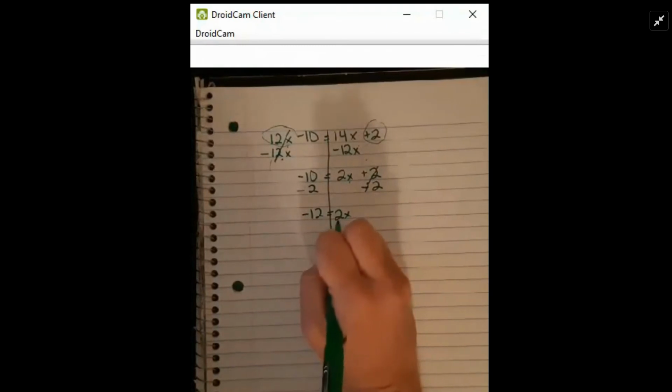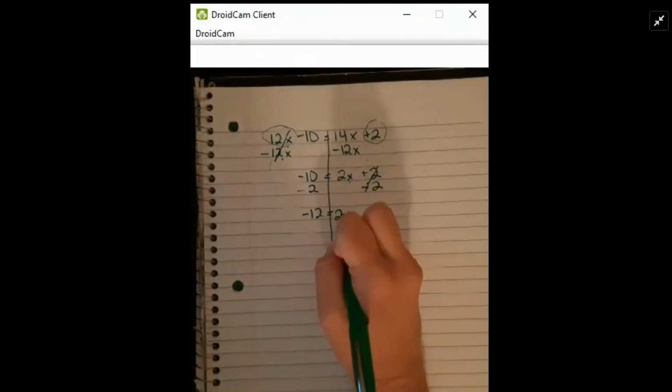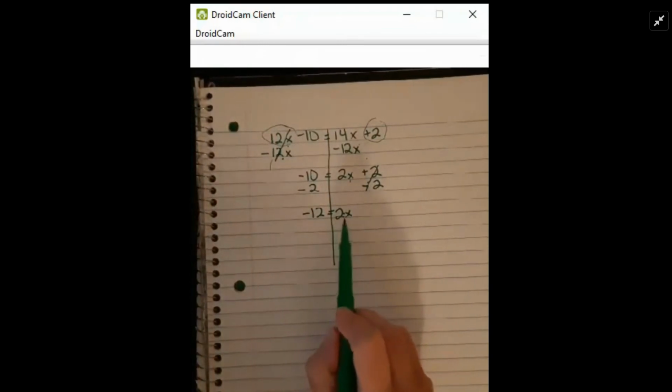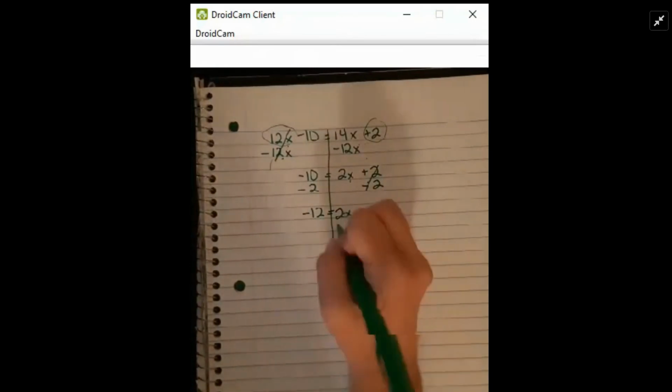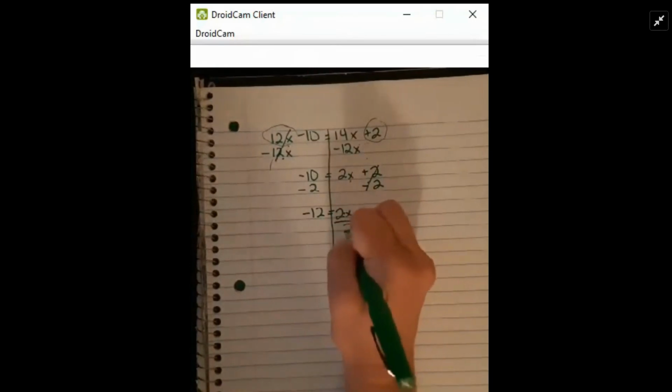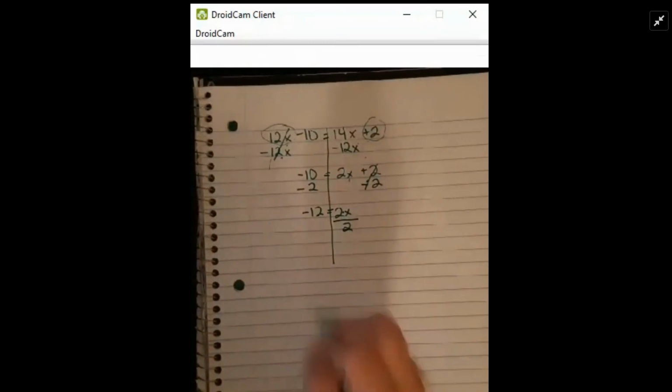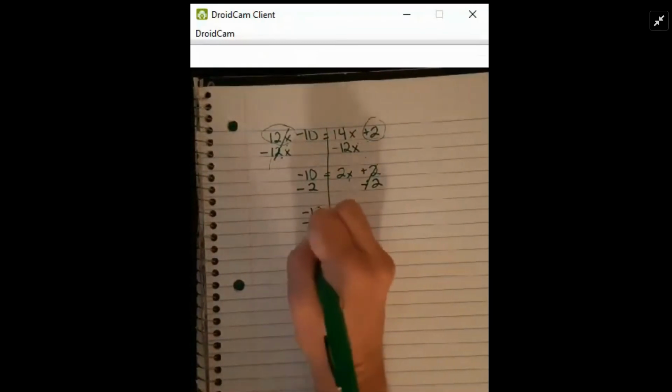When two numbers are right next to each other, or a number and a variable is right next to each other, that implies multiplication. So we have to get rid of this 2. To get rid of a multiply by 2, the inverse function is divide by 2. But remember, if you do it to one side, you have got to do it to the other side. So divide by 2 on the other side.